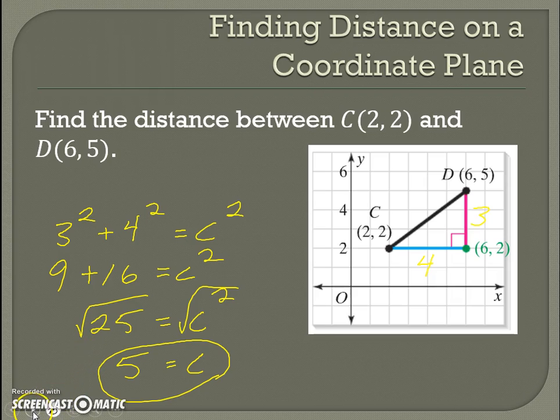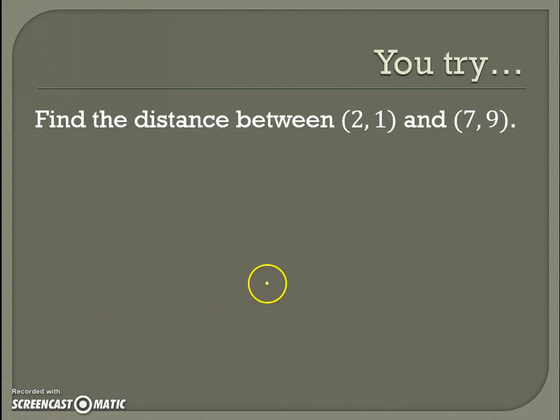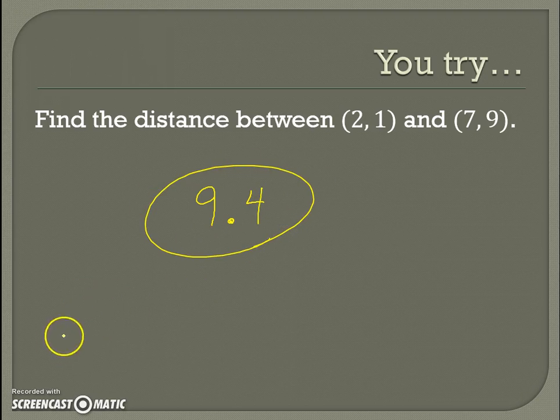So here's a problem for you to try. Take a look at that and try to find it on your own. All right, find the distance between (2, 1) and (7, 9). I encourage you to draw a picture. And I didn't tell you to do this, but you need to round this one. So round to the nearest tenth. And when you round to the nearest tenth for this one, you get approximately 9.4. All right, so hopefully you got that correct. If not, go back and find your mistake.